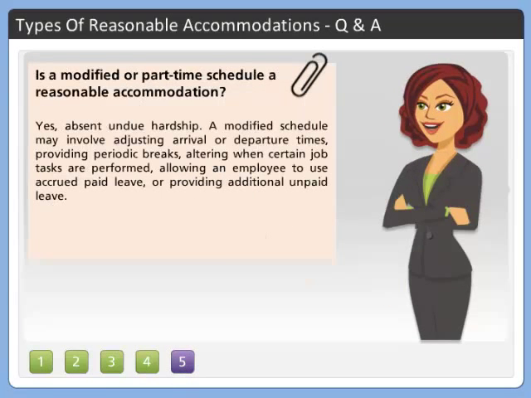Is a modified or part-time schedule a reasonable accommodation? Yes. Absent undue hardship, a modified schedule may involve adjusting arrival or departure times, providing periodic breaks, altering when certain job tasks are performed, allowing an employee to use accrued paid leave, or providing additional unpaid leave.